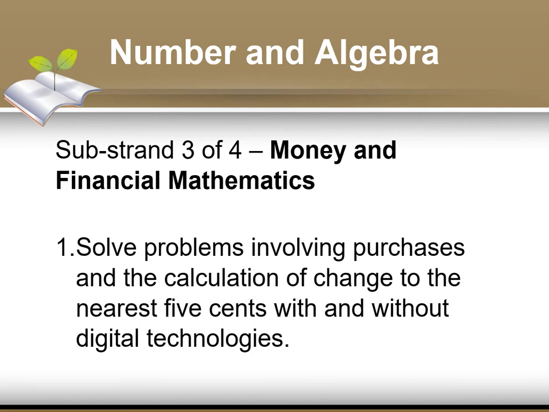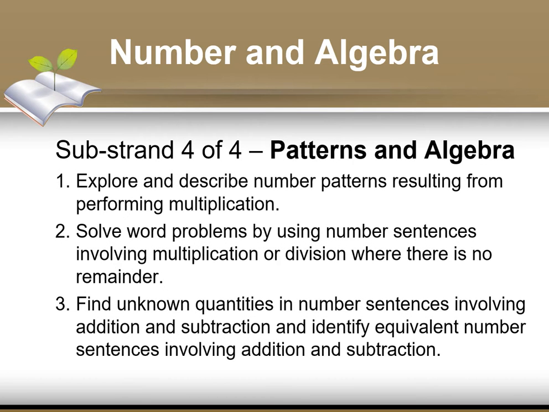The next substrand is money and financial mathematics. So this will include solving problems involving purchases and calculation of change to the nearest 5 cents with and without calculators. So obviously a little bit of subtraction of money amounts and, to the nearest 5 cents, just like it would be in real life situations. The final substrand within number and algebra is patterns in algebra.